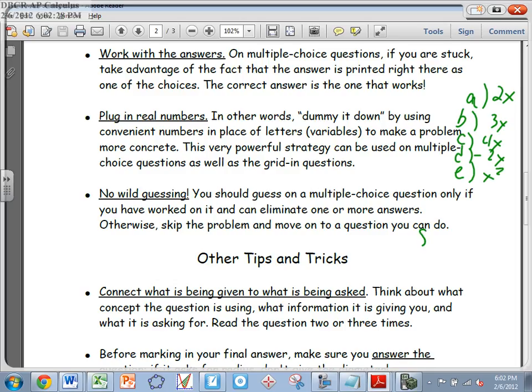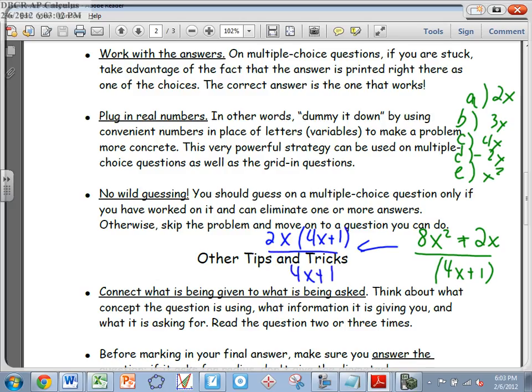8x squared plus 2x all over 4x plus 1. And it says simplify. Well, you might get confused right away and not know how to simplify. But the simplest way to do this is to factor out a GCF. So the numerator can become 2x times 4x plus 1, all over 4x plus 1. And what you'll notice is, oh yeah, sure, the 4x plus 1's cancel, my answer is 2x. So the answer is A.